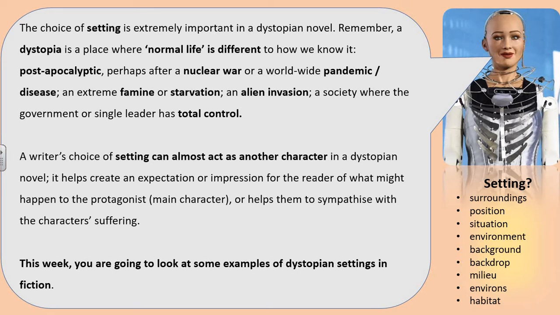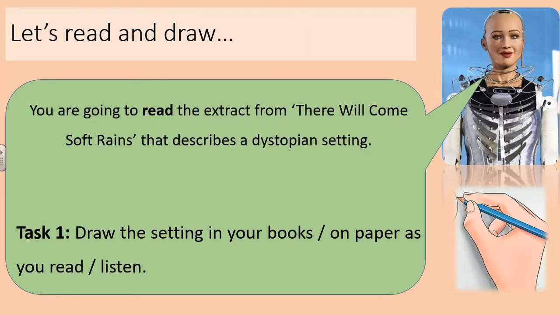So we're going to have a look, as I've already said, at 2 different examples of dystopian settings in fiction. So I'd like you to read through this first extract, which you've already looked at, from There Will Come Soft Rains, and then draw the setting that you see in your head into your book. It doesn't have to be perfectly neat. Just something that gives the detail and the key bits that are mentioned.